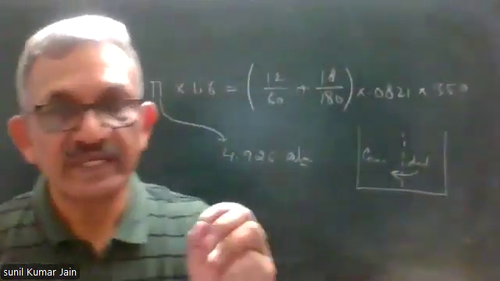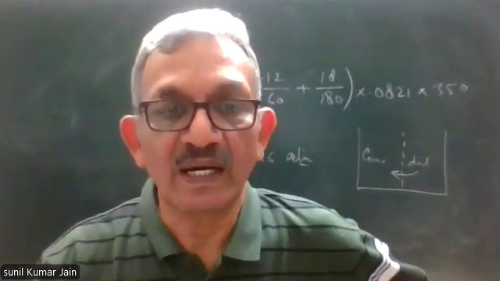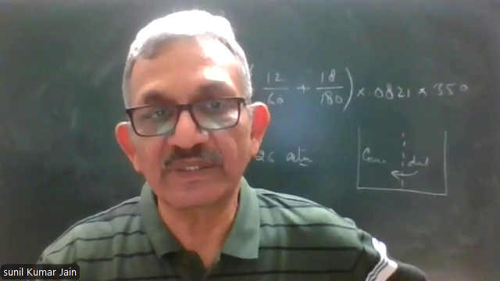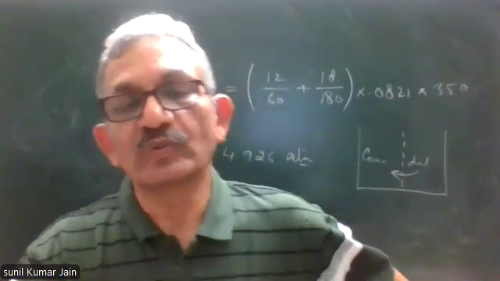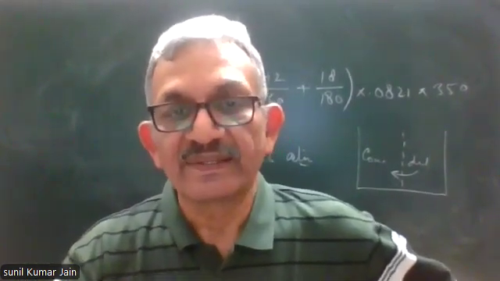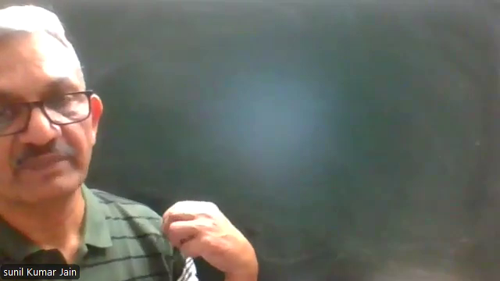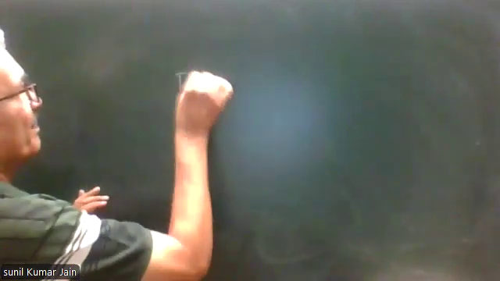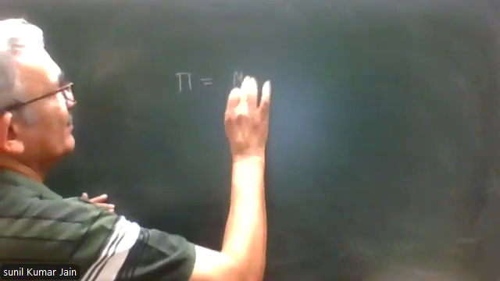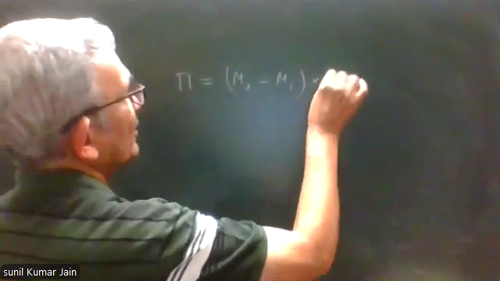Write down. If two solutions are separated from each other through a semi-permeable membrane, then OP generated can be calculated by using the equation pi is equal to (M2 minus M1) into RT.